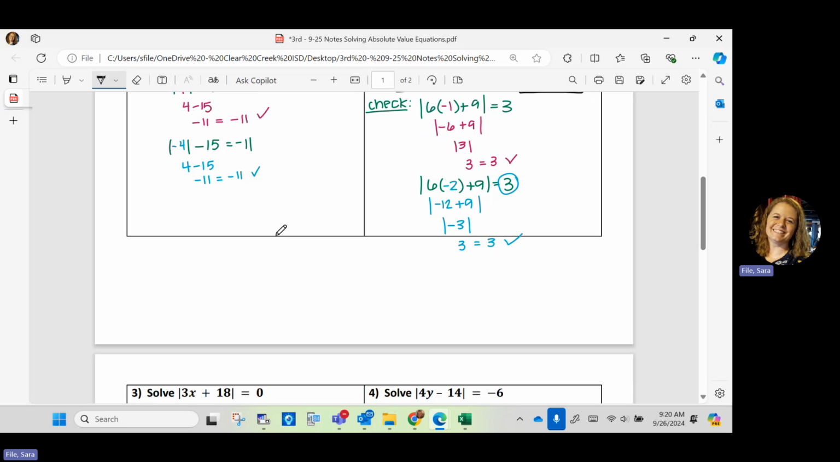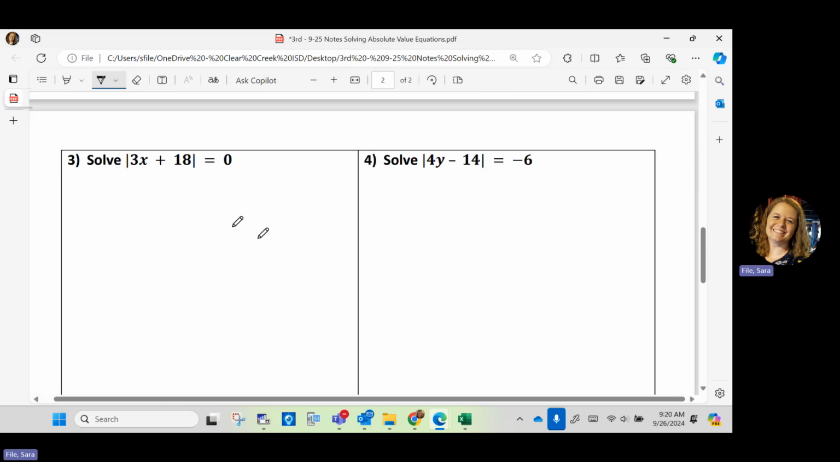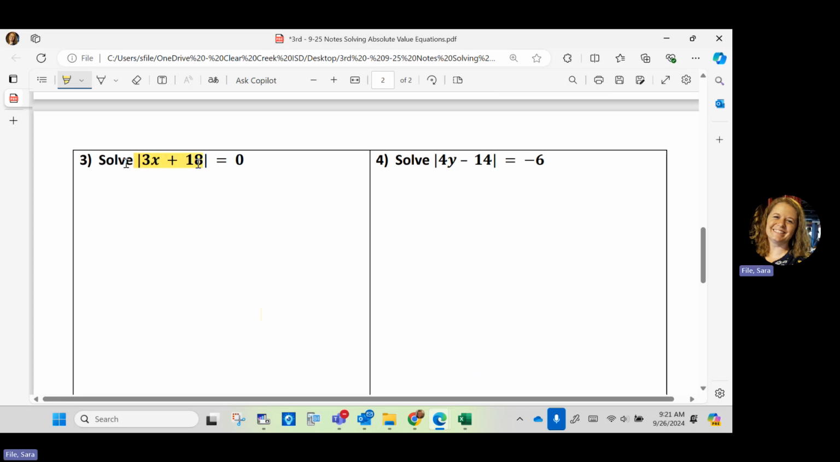All right, let's take a look on the back. Here's one that looks a little different. Why is this different on number 3? What do you notice that's different about this than what we did on the front? Yeah. So the absolute value is already isolated, right? Absolute value of 3x plus 18. There's nothing outside it that needs to move over.